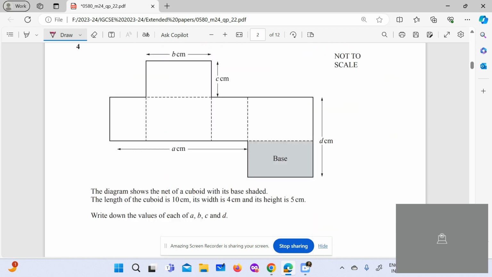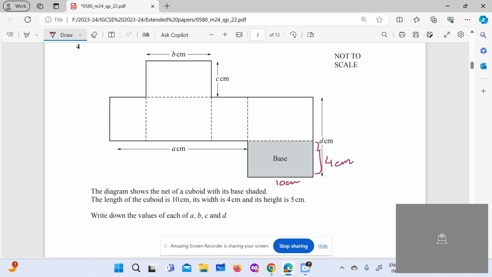Question number 4. So this is a net, and you can see that the diagram shows the net of a cuboid with its base shaded. So this one is the base which is shaded. The length of the cuboid is 10 centimeter. Okay, good. And its width is 4 centimeter and its height is 5 centimeter. So let's mark, since this is the base, definitely this is the length. Okay, and then it says the width is 4 centimeter. So this is the width, which is 4 centimeter, and this is the height.